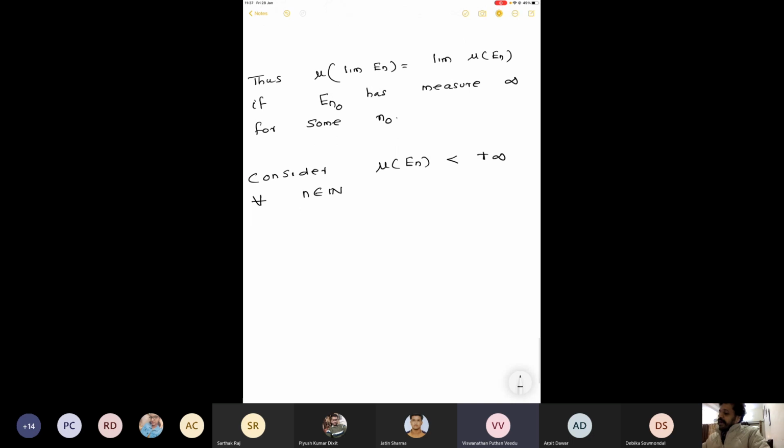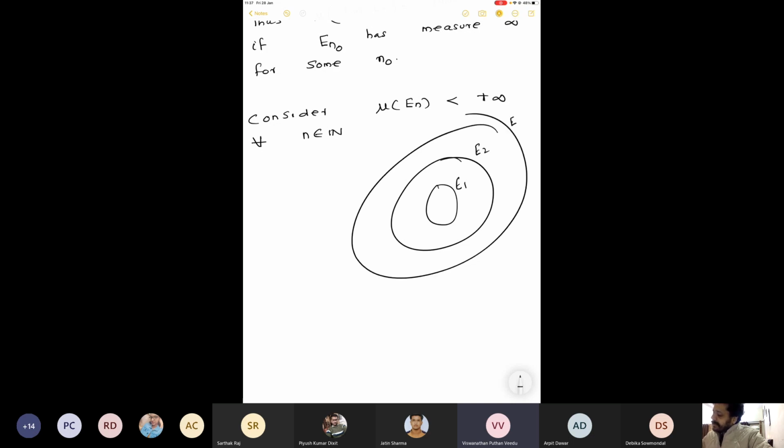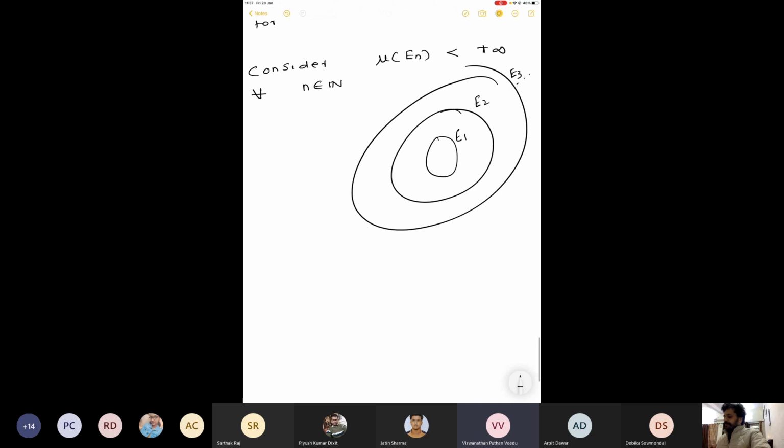Now let us consider only the case when mu of En is less than infinity for all n. Now I have to prove mu of limit equal to limit of mu. Only thing that I have in my hand is countable additivity. But for countable additivity, I need to have disjoint unions or disjoint sets. So let us try to construct disjoint sets. And how do E1, E2, E3 look? This is E1. Outside you have E2. Outside you have E3 and so on. This is how it goes. So I am going to get a disjoint family of sets.